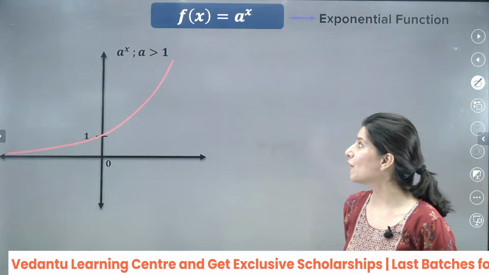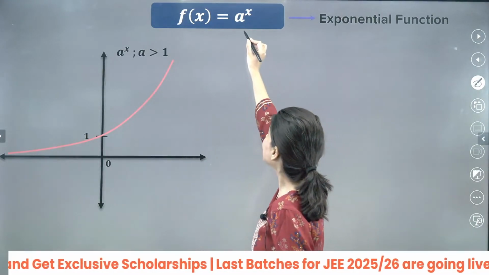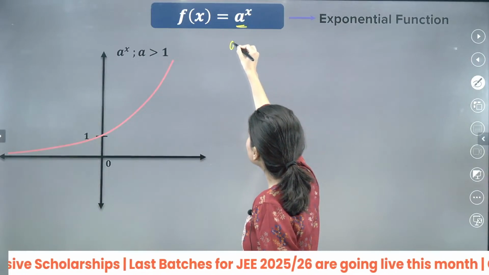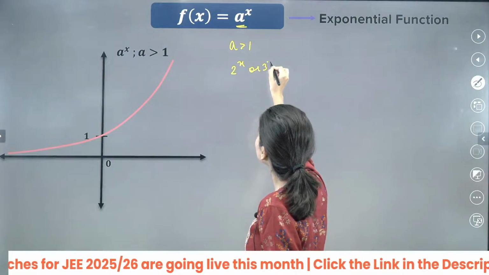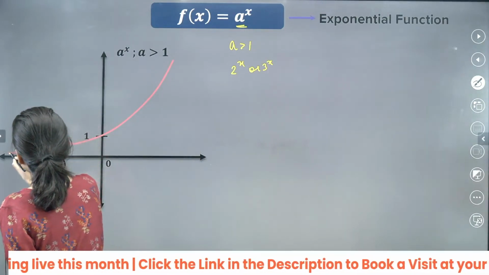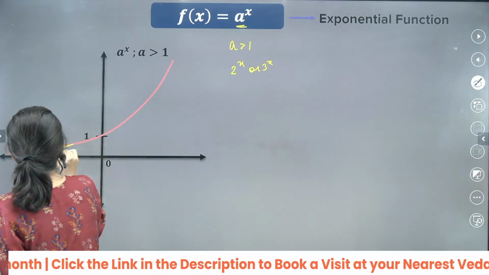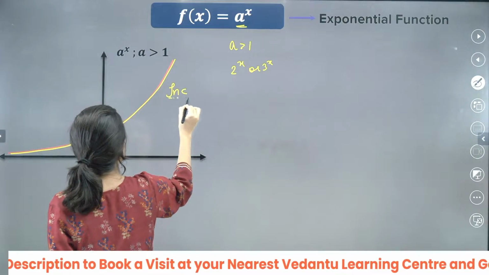So the graph of the exponential function actually depends on the base a. If your base a is greater than 1, suppose 2 raised to power x or 3 raised to power x, then you will get a graph like this, which is clearly visible that this is an increasing function. Did you notice? This is an increasing function.